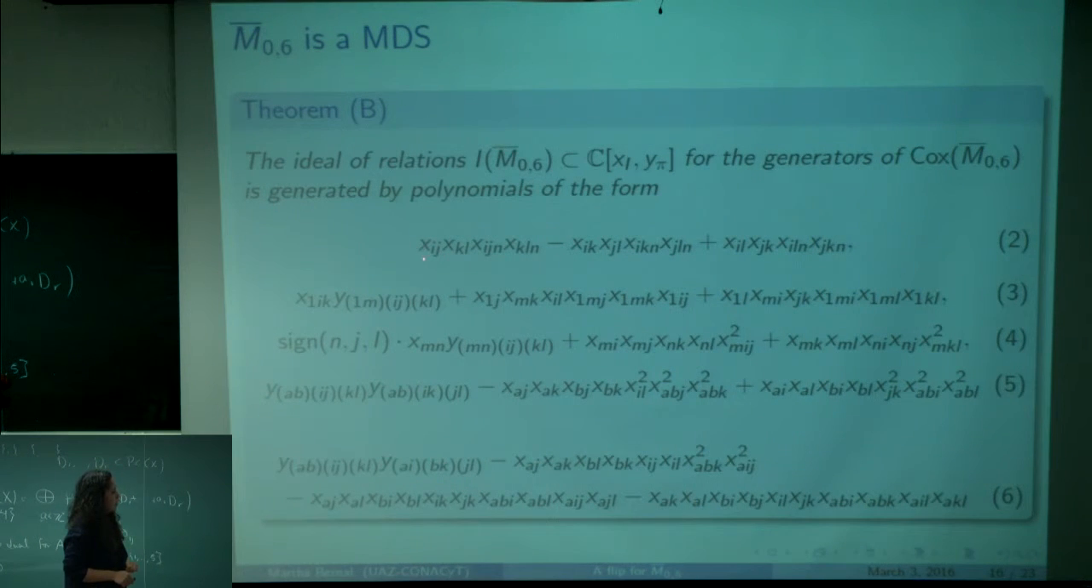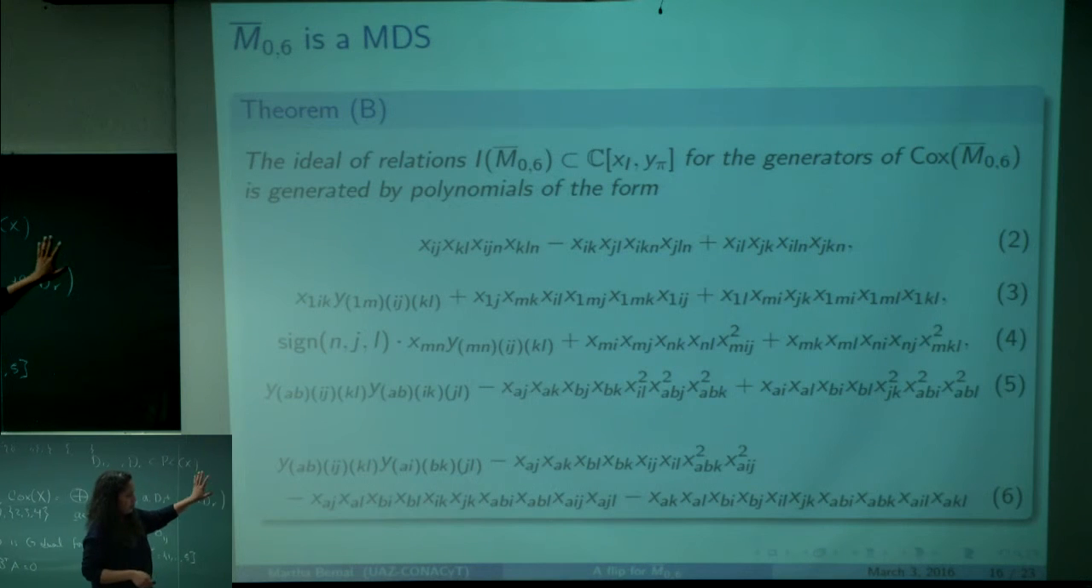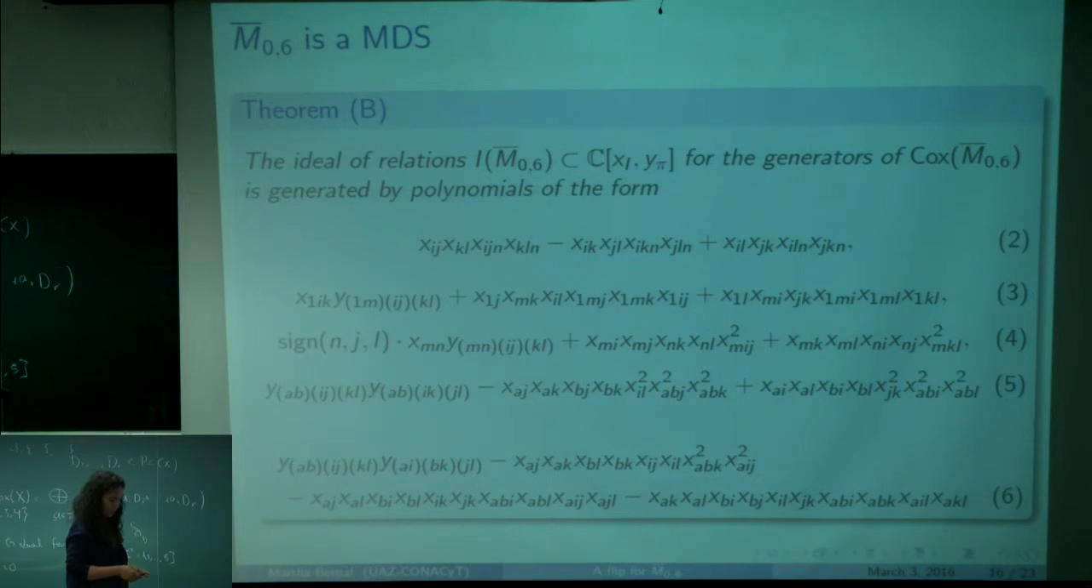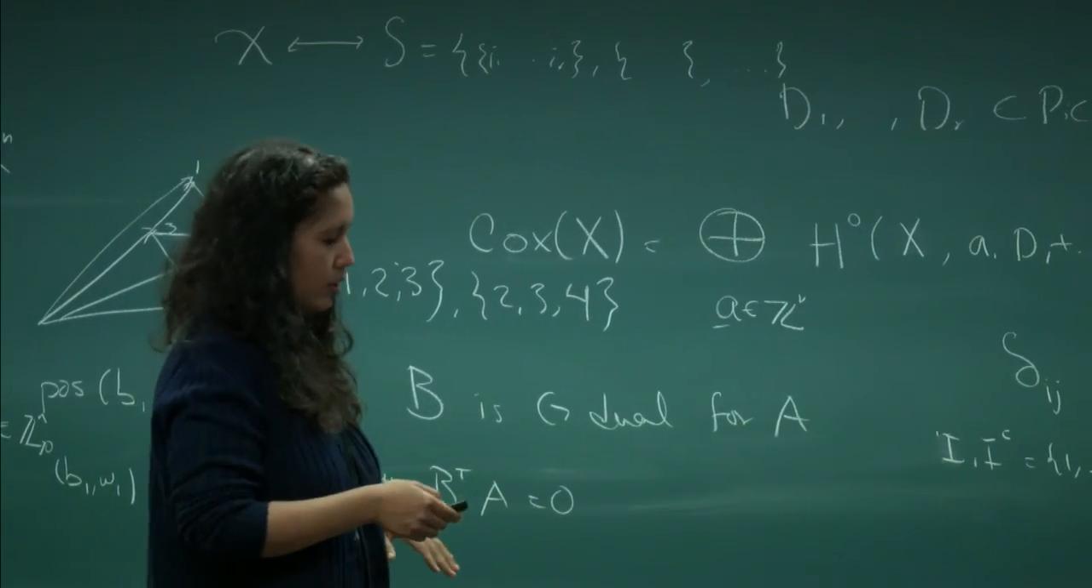Let me tell you here, this looks pretty much like the Plücker relations: IJ KL minus IK JL plus IL JK, save that there appear these elements here, these variables here, and they make this homogeneous in the Picard grading. So we make the computations, we conclude that there are 225 relations.